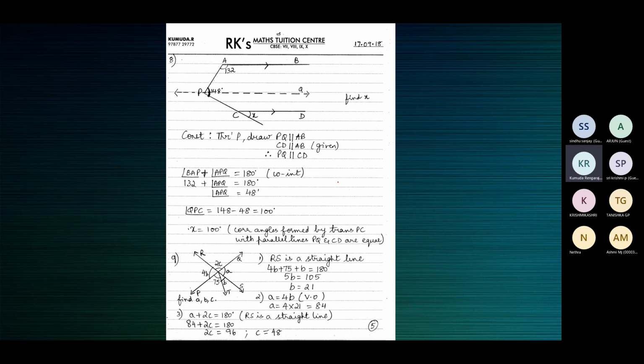Now you should take only two parallel lines at a time and one transversal. You must take only two parallel lines and one transversal. Okay, now there are three lines parallel to one another. You should not take all the three lines. Take any two parallel lines and one transversal.